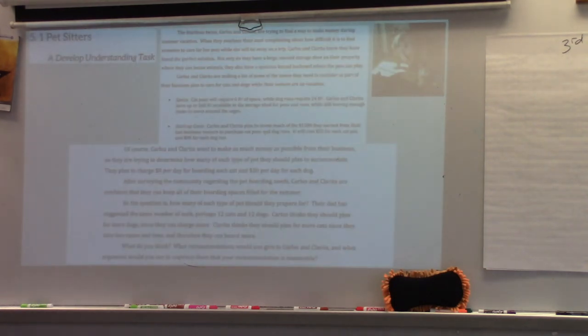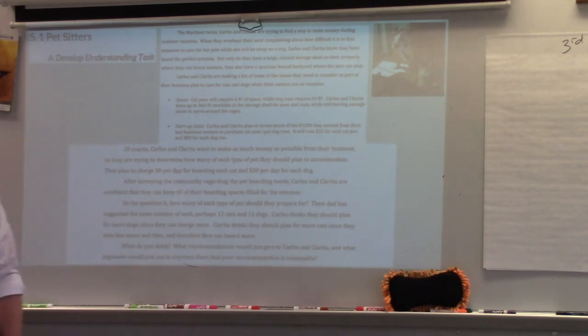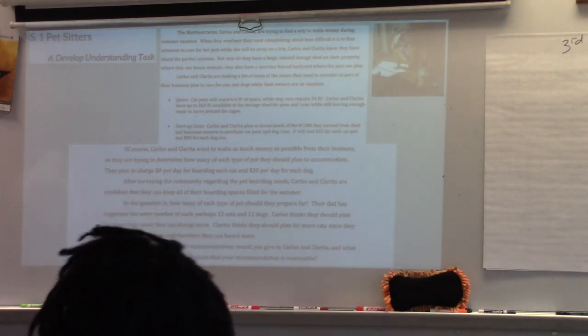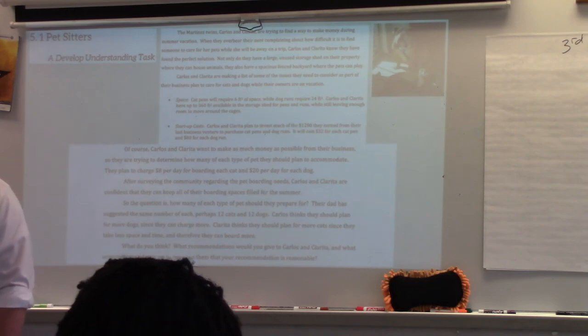All right, so we looked at the Martinez twins, Carlos and Clarita. They're trying to make the most money possible. But as we said a second ago, and talked about the last few days, they have restrictions, they have limits, they have constraints: space and startup costs, right? So y'all have come up with some combinations of cats and dogs so far. I want you to take 5 to 10 more minutes, and I want you to identify the most money that you could find for your cats and your dogs. And I also want you to take that time to find one combination of cats and dogs that did not work so that we can talk about it.